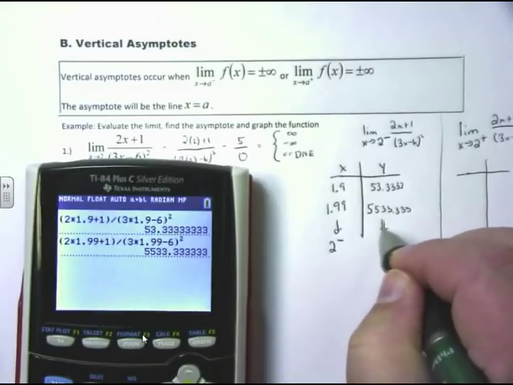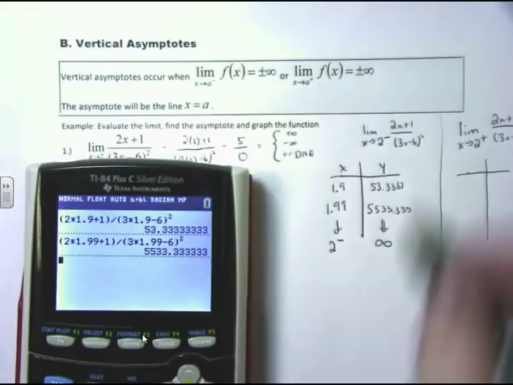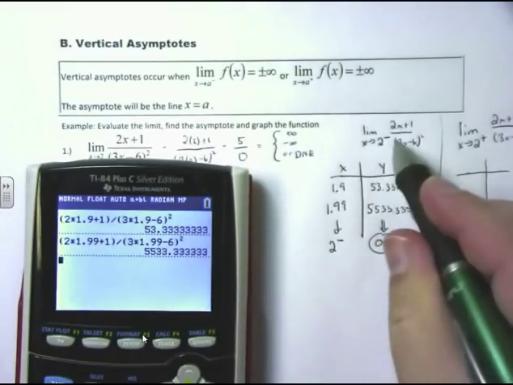So as this approaches 2 from below, less than 2, I'm going from 53 to 5,533. The numbers are blowing up. That would be positive infinity. So the answer for this one-sided limit is positive infinity.